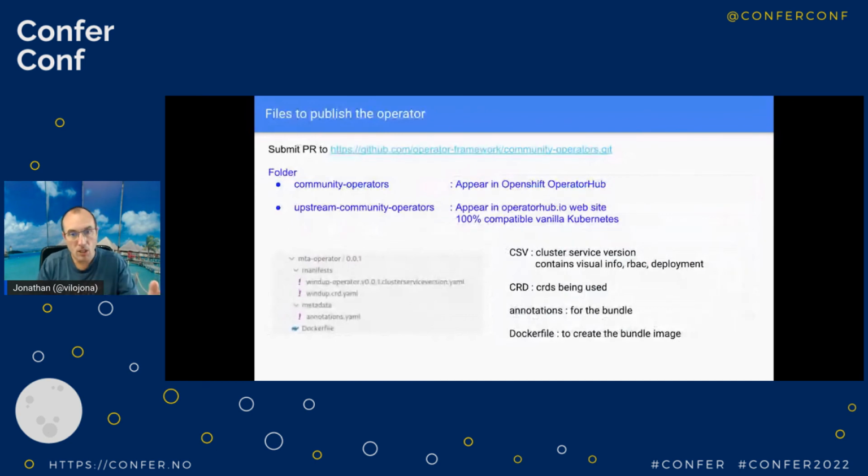In order to publish an operator there, you need to do a pull request to this project, operator framework, and then use those files that I mentioned before. So it's creating a CSV, a cluster service version, that includes several pieces of information. And then with this, you will publish your operator if the pull request passes the tests on their side.